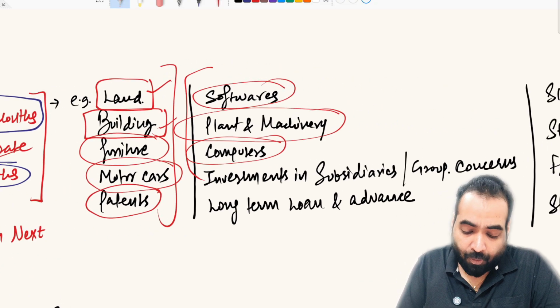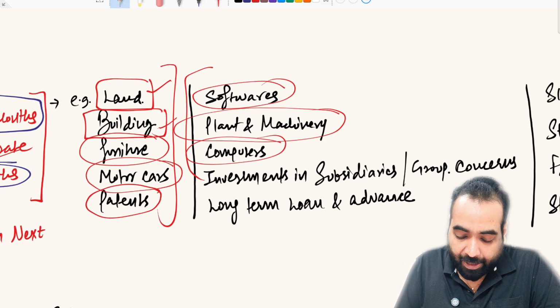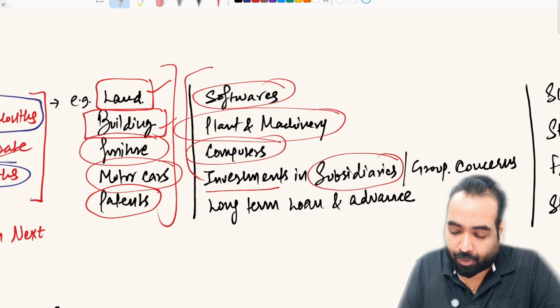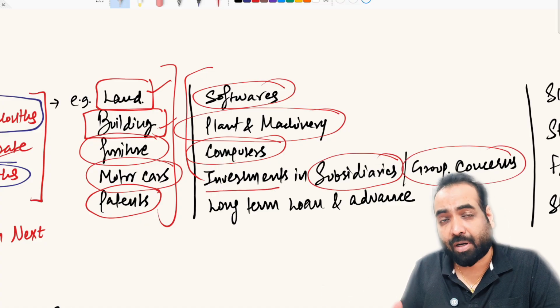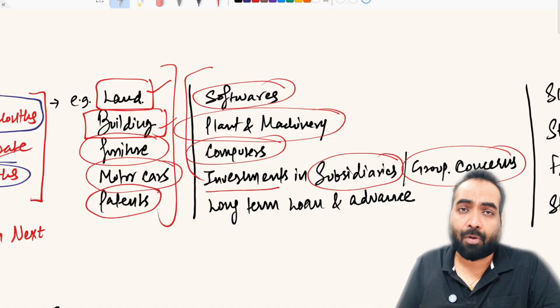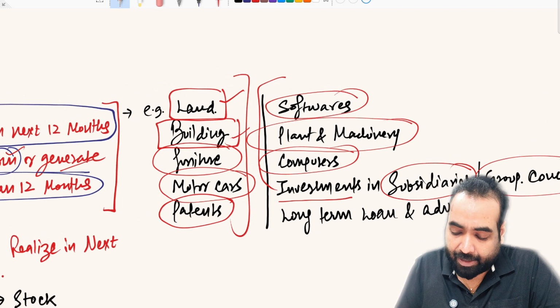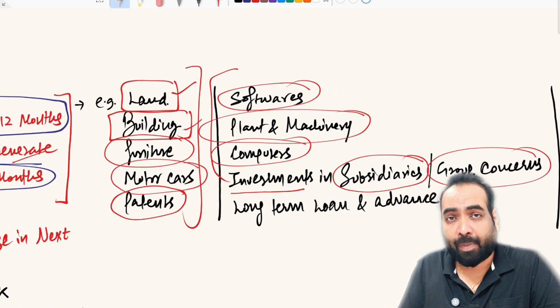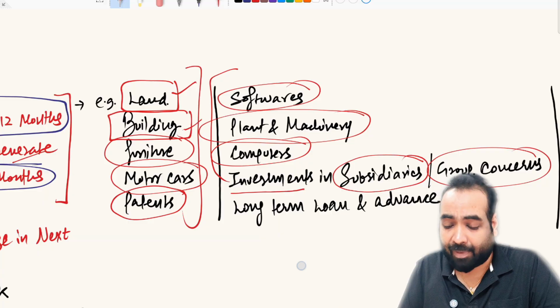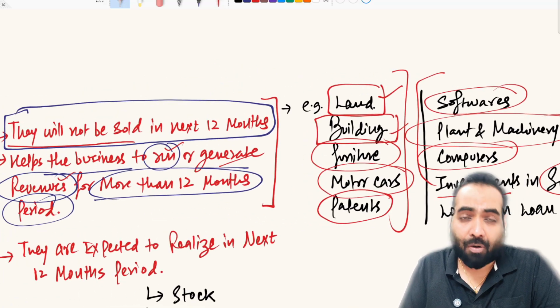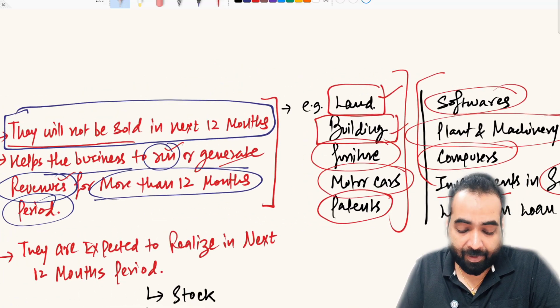So now coming to other examples. Investments in your subsidiaries or group concerns. If you have lent any money or advanced any money to your subsidiaries or group concerns, and these monies are not meant to be repaid in the next 12 months, then these are also classified as long term investments.